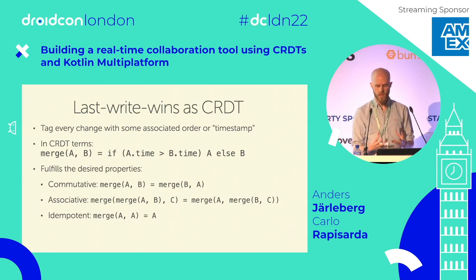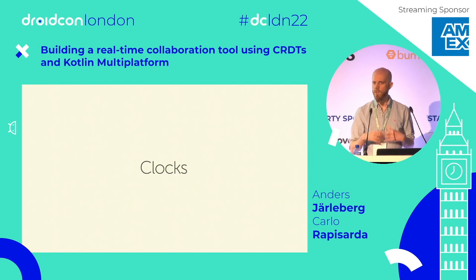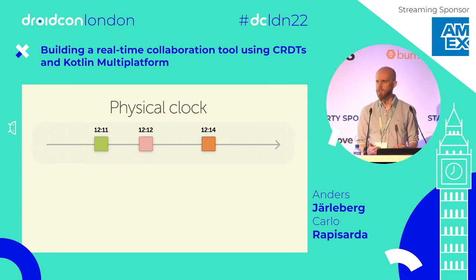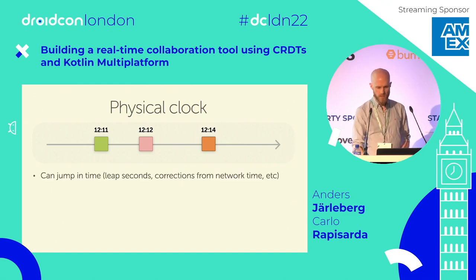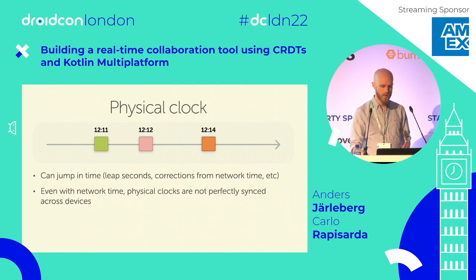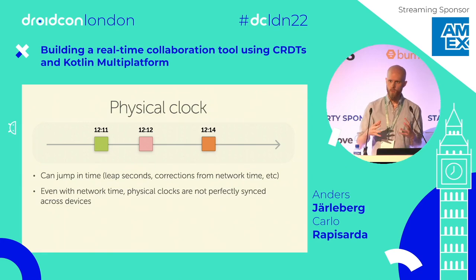But so this timestamp, what do we mean by that? So we need to talk a little bit about clocks, because we need a reliable system to place events in our timeline. We could use the physical clock, which is simply the device time. Maybe it measures number of seconds since the Unix epoch or something like that. And the problem with this is the device clock or the physical clock can, of course, jump in time. There's things like leap seconds or corrections from network time, or maybe the user is changing their clock. Even if we're using network time, all of our nodes are not necessarily going to be exactly at the same time. There's always going to be some kind of drift.